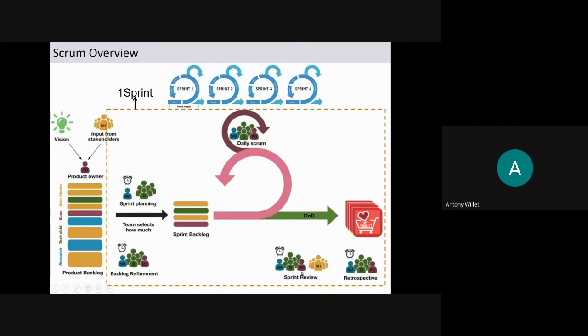In the review, what is developed is shown. Here in the retrospective meeting, what they discuss is how things happened and how we can improve. That is what is discussed in the retrospective meeting. Okay. So this is what happens in one sprint.